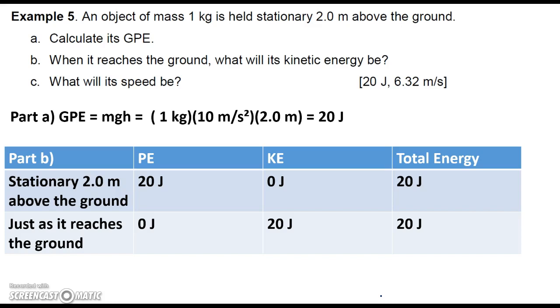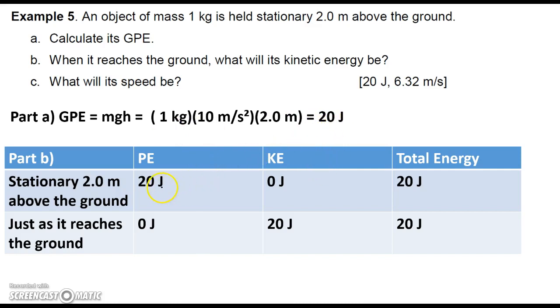Okay, so let us do an example knowing this simple discussion. I have an object of mass 1 kilogram held stationary 2.0 meters above the ground. Calculate its gravitational potential energy. When it reaches the ground, what will its kinetic energy be? And what will its speed be? Okay, so part A. We use the formula for gravitational potential energy equals mgh. Sub in the numbers, and make sure you use the SI units for all of them. And then you get the answer of 20 joules.